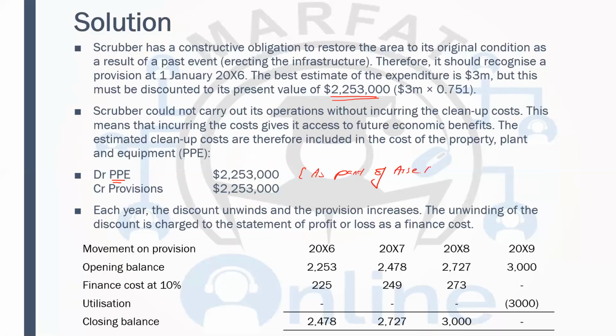This is according to the principle of IAS 16, because it creates a future economic benefit. And similarly, you will have the provision, but this provision is then unwound. So 2253 is the opening balance, and then you add the 10% of it. The closing balance is 2478. This becomes the opening balance of next year, then 10% again, and similarly for the next year. This is the unwinding which we have already discussed in detail.